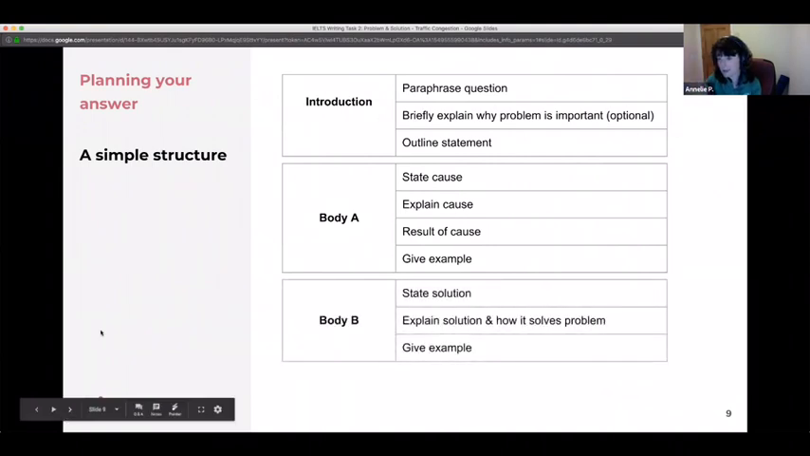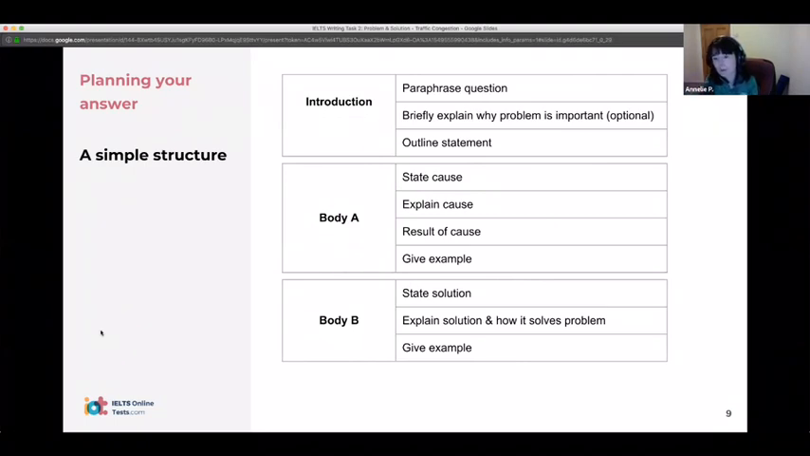Then in our second paragraph, we move down to solutions. We state the solution clearly. We explain it a little bit more. And very importantly, how it solves the problem. When you have a solution essay, you've got to make sure that you include the consequence.